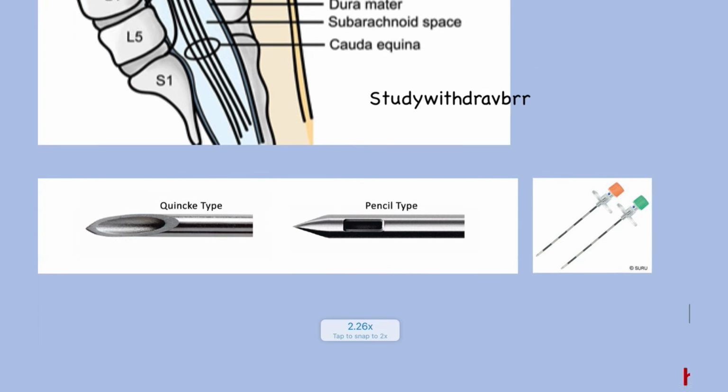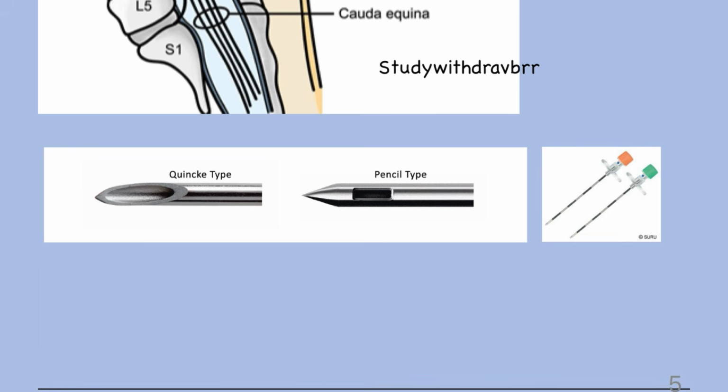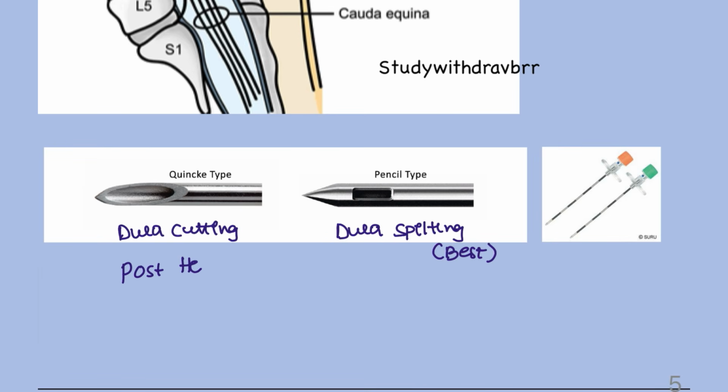Next, coming to the needles. We have different types of needles. This is the dura cutting. This is the dura splitting. So which is best? This is the best. Why is this best? Because post-dural headache is very high, guys, in the dura cutting. Here the post-dural headache is less, right?